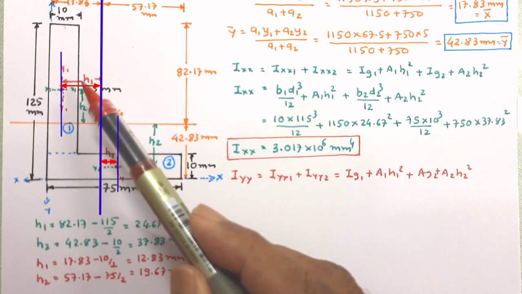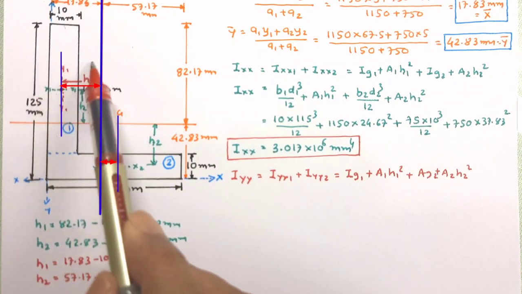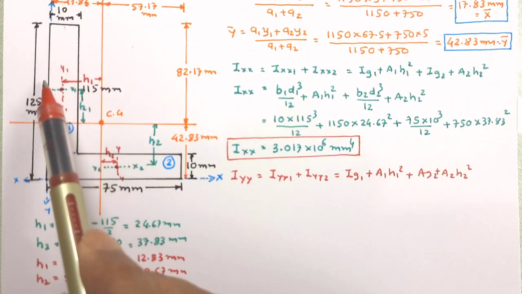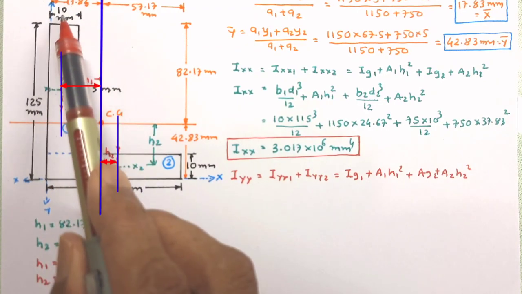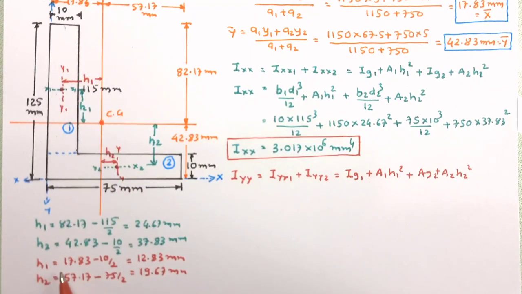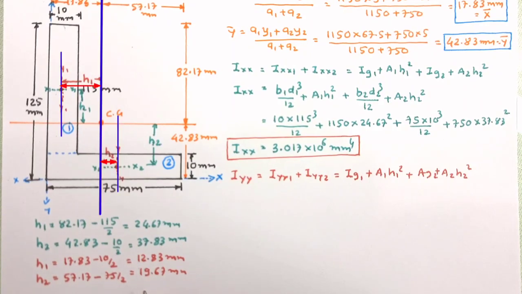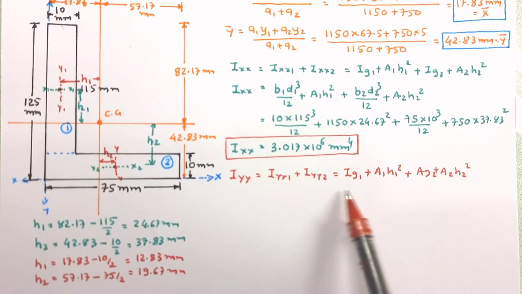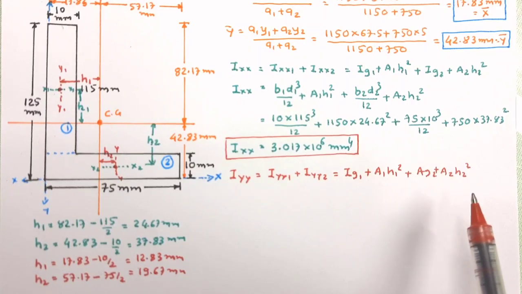So H1 is this distance. The total distance is known to us, it is 17.83 minus, if we subtract this distance, meaning half of 10, so we can work out H1. So H1 will be equal to 17.83 minus 10 by 2, and the value of H2 has been obtained as 19.67 mm. Now let us equate all the values in the equation of IYY.